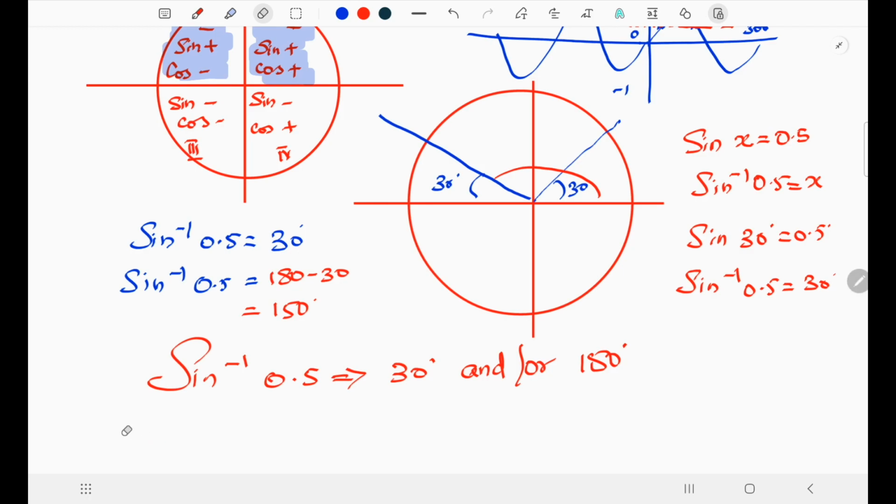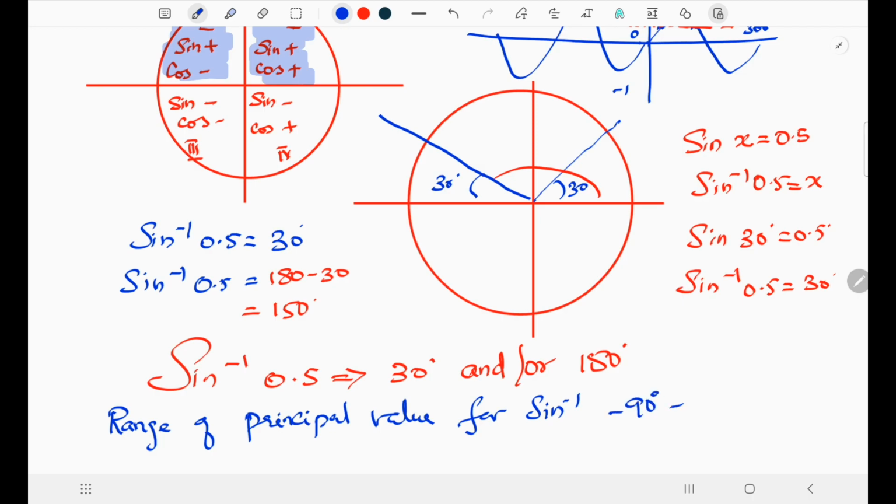So what is the range of the principal value? Let me choose a pen again. What is the range of the principal value for sine inverse? The principal value of sine inverse lies between minus 90 degree and plus 90 degree. Okay.